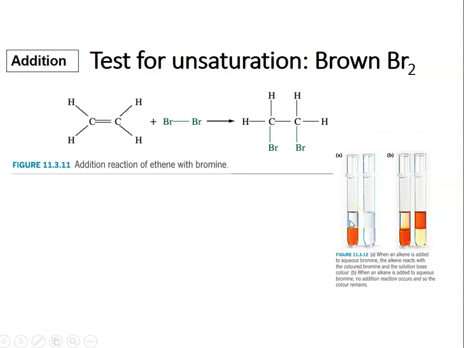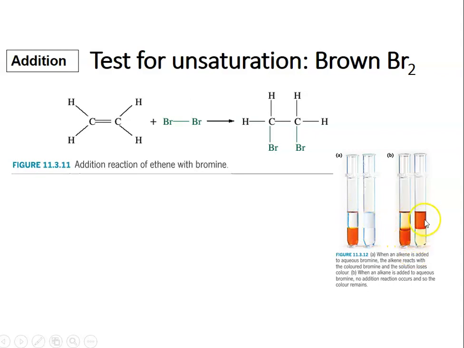it's unsaturated or not. This particular one, you can tell that the two chemicals are different densities. The alkene is sitting on top of the bromine at the moment. So a reaction occurs, and now the bromine is no longer Br2, so it becomes clear and colorless. So this must have had a double bond.